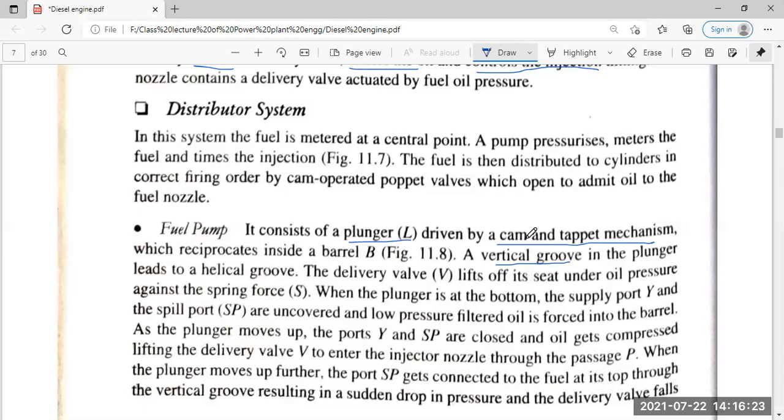As the plunger moves up, ports SY and SP are closed and the oil gets compressed, lifting the delivery valve in order to enter the injection nozzle through the pressure passage P. When the plunger moves further, the port SP gets connected to the fuel at the top, and the sudden drop in pressure makes the delivery valve close.